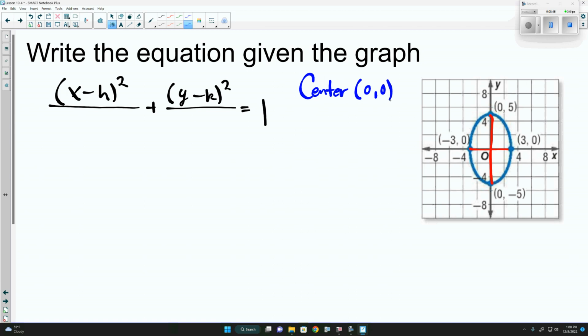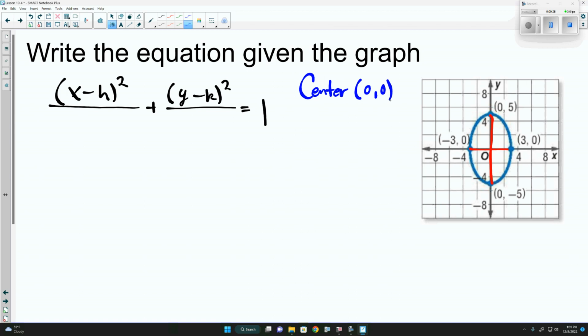Not always, but the number that doesn't change for the vertices and the number that doesn't change for the co-vertices, those two together will give us the center. So if we look at the vertices, 0, 5 and 0, negative 5, the number that didn't change was 0, so it's the x number for the center. If we look at the co-vertices, negative 3, 0 and 3, 0, the number that didn't change was the 0 in y, so that's the y value of the center. And we can use that even if it wasn't just 0, 0.